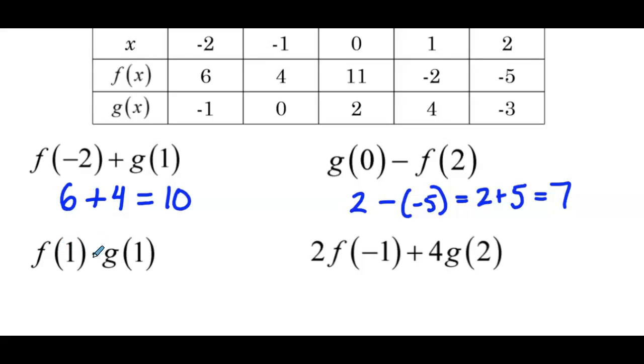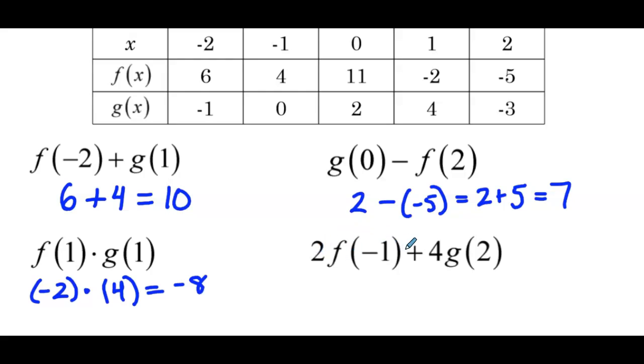Next, we have f of 1 times g of 1. So f of 1, if our input is 1, the output for f of x is negative 2. G of 1, input of 1, the output would be 4. And we're going to multiply both of these outputs together. So we have negative 2 times 4, which is negative 8.